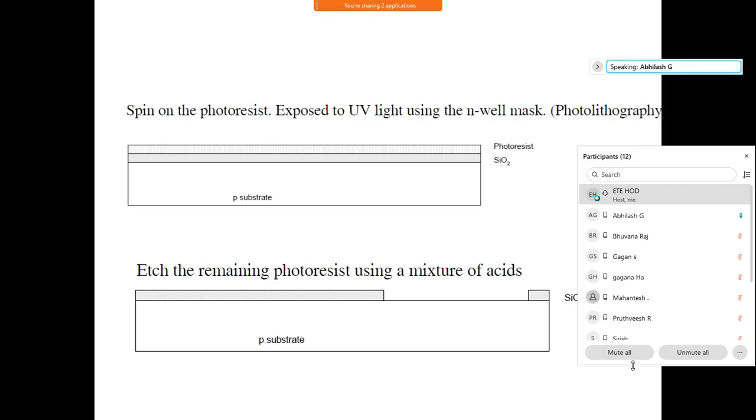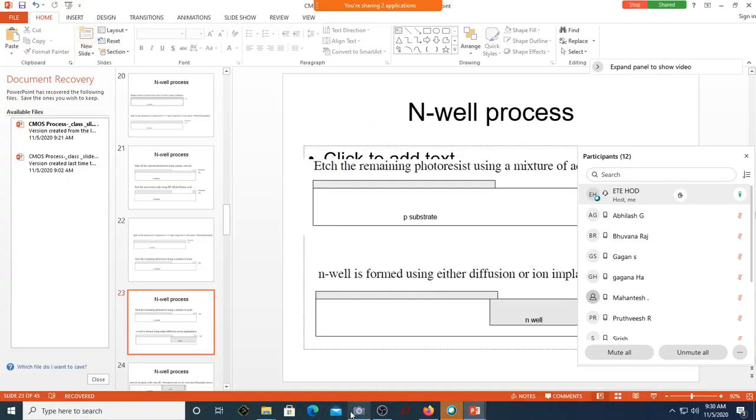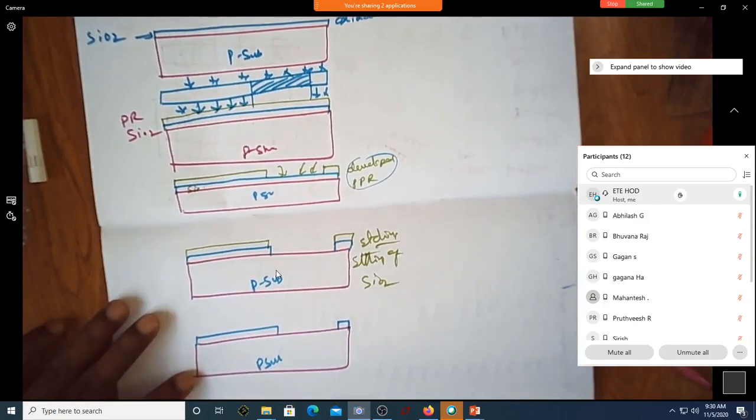Sir, after removing the photoresist material, the remaining SiO2 is exposed, no, sir? No, no. After this, you will not dip it in any solution. This is now open for diffusion. Now you are defining, you can see, this P substrate, this region, is it now exposed? I didn't get your question. So what was your question?